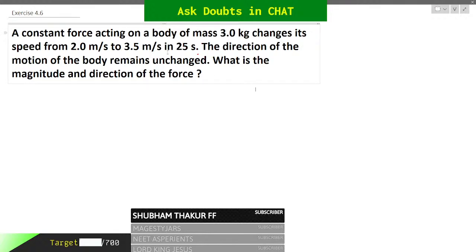So in this question, we have been given the mass of the body, and its speed is changing from 2 to 3.5 meter per second, that is, it is accelerating, so its acceleration is going to be positive. We know the formula for finding the acceleration: it is change in velocity by time. So we have change in velocity, that is 3.5 minus 2, and when we divide it by time we will get the acceleration, and acceleration is positive here. And when we get the acceleration, we can get the magnitude and direction of force as force is mass times acceleration.